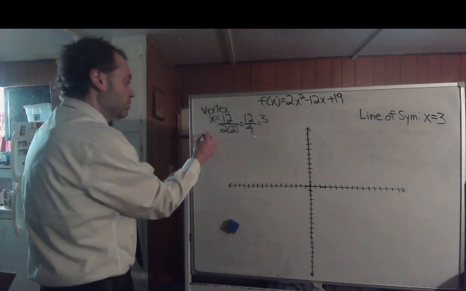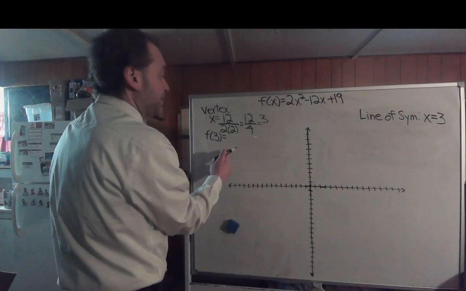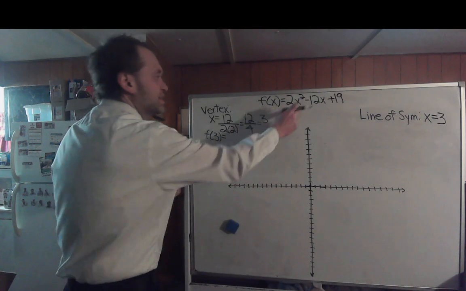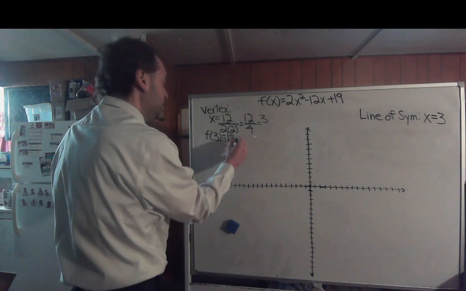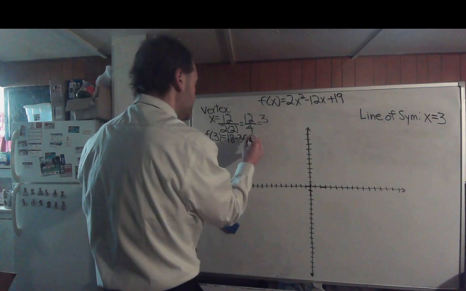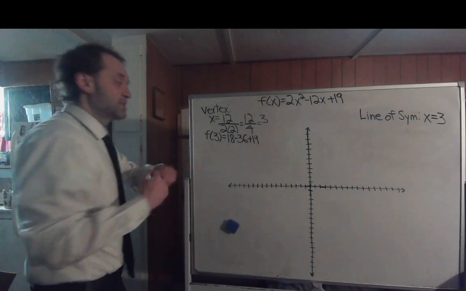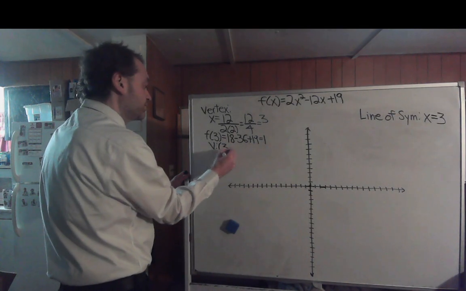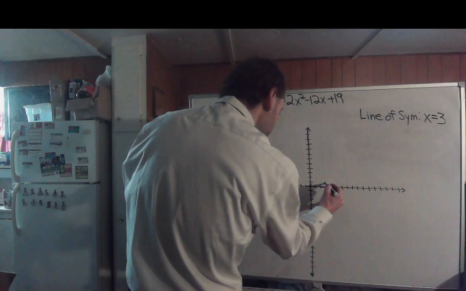To find the y-coordinate, take f of 3. So, let's see. 3 to the second is 9 times 2, which is 18. Minus 12 times 3, so that's minus 36. Then you have plus the 19. So 18 minus 36 is negative 18 plus 19 is 1. So therefore I get a vertex, my x-coordinate of 3, my y-coordinate of 1. So my vertex can be found at 3, 1. That's right there.